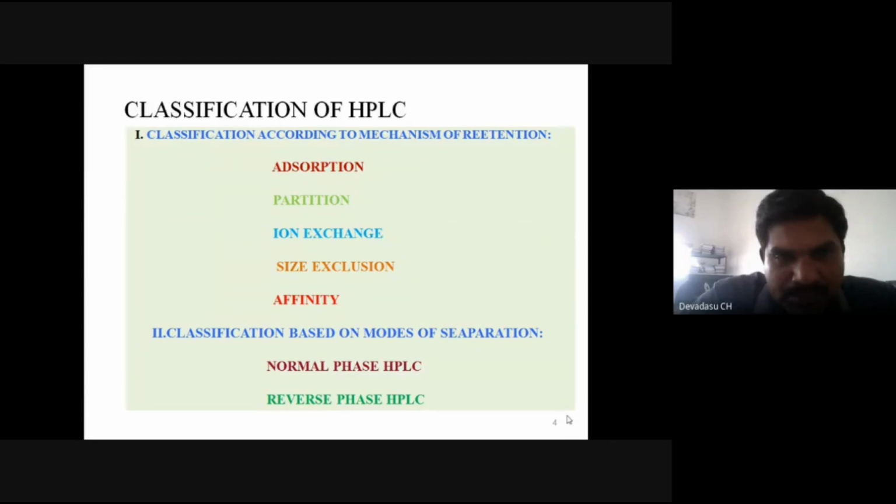HPLC can be classified according to mechanism of retention, and can be classified based on modes of separation. HPLC classification based on mechanism of retention can be adsorption, partition, ion exchange, size exclusion, and affinity HPLC. It can also be classified based on modes of separation like normal phase HPLC and reverse phase HPLC.